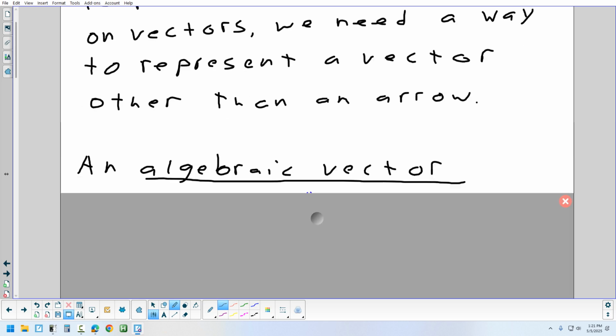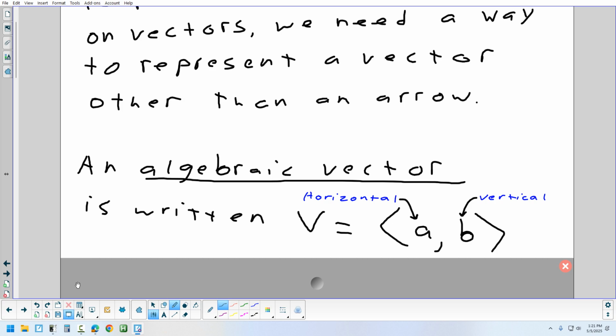So another way that we can represent a vector is this notation right there. Our book calls that the algebraic notation, algebraic vector. It looks kind of like a coordinate, but a little bit different. The difference is you're going to have 2 numbers. You will have a comma, but instead of parentheses, they put these angle brackets. So that is an example of a vector without drawing it as an arrow.